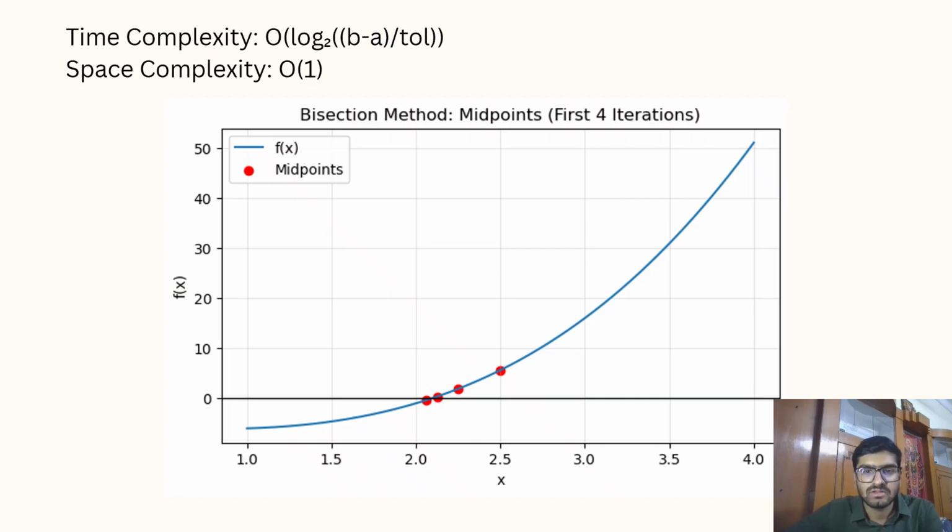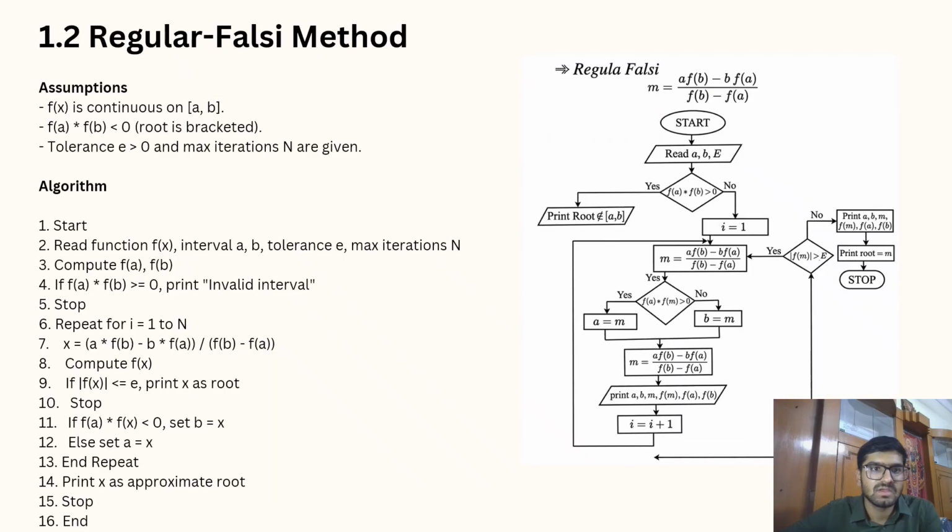The graph here below shows the four iterations, and how the value of midpoint changes through the four iterations. Now the second method is regula falsi method.